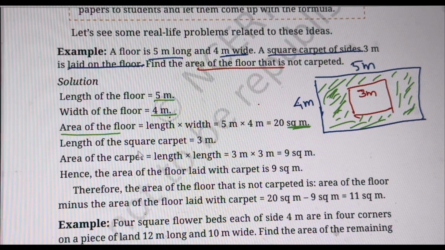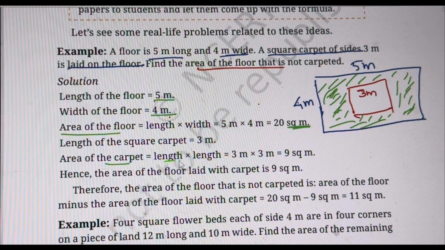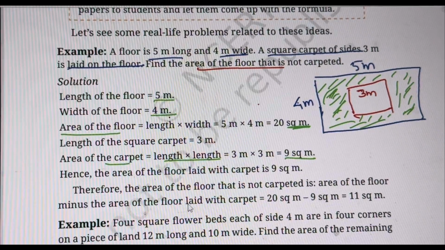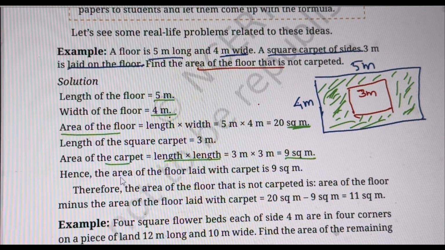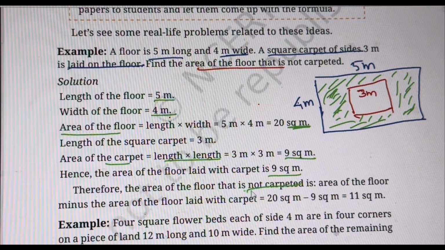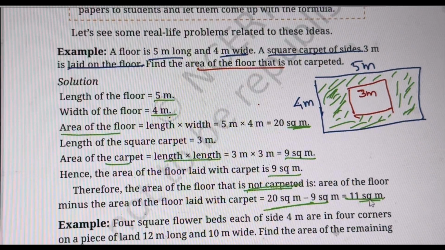Okay. Then the length of the carpet. What is the carpet's length? It is 3 meter. It is 3 meter wide or in length. So all will be 3, 3, 3. So what will be the area of the carpet? It is length or side into side. So that is 3 into 3, 9 square meter again, right? So the area of the floor laid with carpet is 9 square meter. What have they asked? That is not carpeted, right? So from this 20, we subtract 9 and we get 11 square meter, the area which is not carpeted.